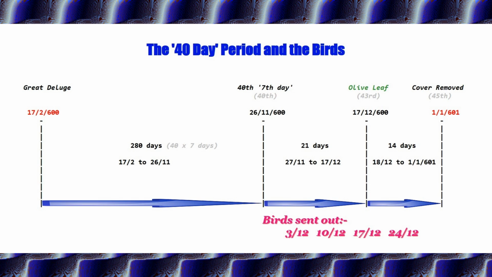This adds a further 21 days and takes us to the 301st day, when the dove returns with the olive leaf. This occurs on the 17th day of the 12th month, this being the first day of the 14 days of drying. Thereafter, the dove is sent out again on the 24th, but does not return. The following 7th day is the first day of the 601st year, when Noah removes the covering of the ark.